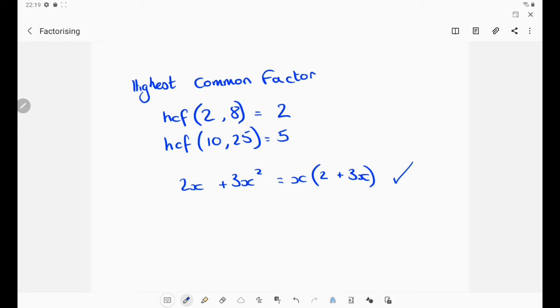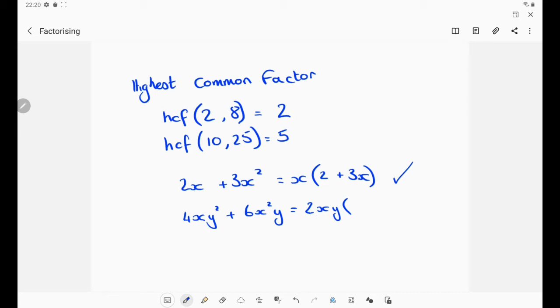What if we have 4xy squared plus 6x squared y? So we go from left to right. We're looking first at the numbers. What times table has both 4 and 6 in it? So the answer is the 2 times table. That is our highest common factor of our numbers. Now they both contain 1x and they both contain 1y.